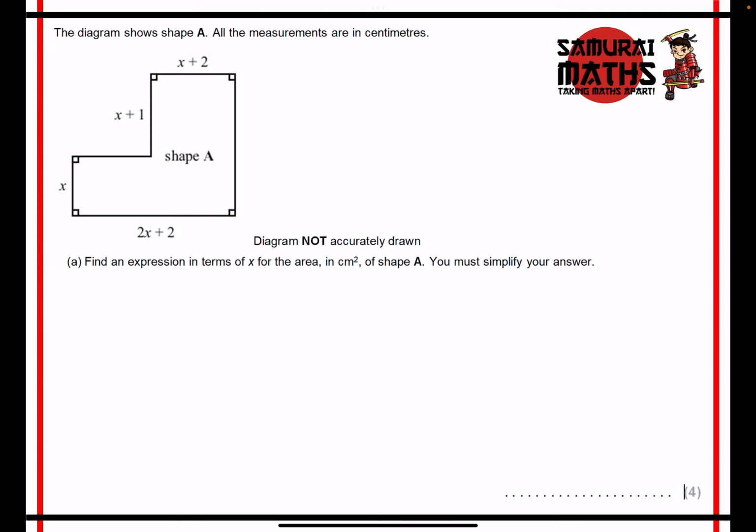Let's do it. So let's read the question first. Sir, would you do the honours? Yeah. So the diagram shows shape A. All the measurements are in centimetres, and we can see them around the edges of our shape. Find an expression in terms of x for the area in centimetres squared of shape A. You must simplify your answer. So what's the plan, sir? Because there is always a plan. There is always a plan.